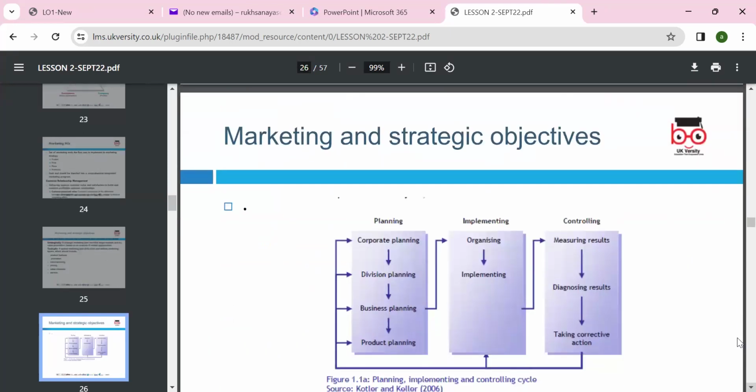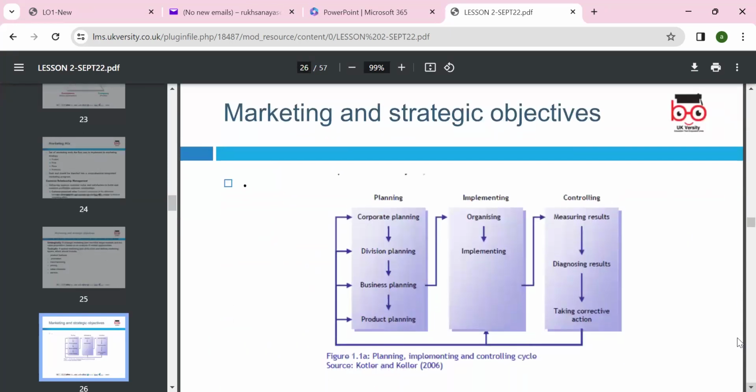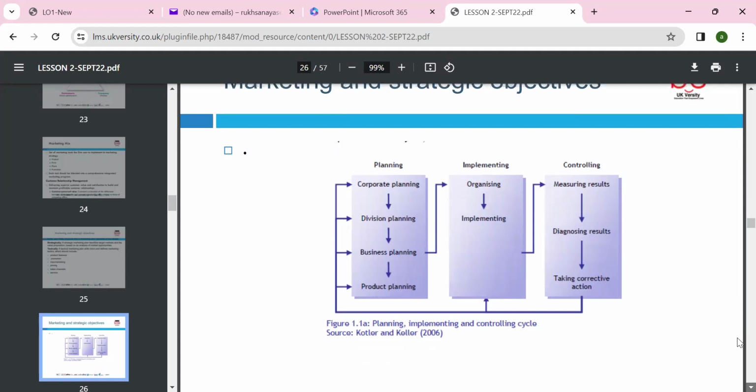Okay, marketing strategic objective. We can look around when we make the plan. Corporate planning and divisional planning all need to be contextualized with the overall organization mission, values, and plan. Then organizing, implementing, and control. Planning and control work together, and we always look at whether what we planned is on the right track or not, and we carry on taking corrective action.